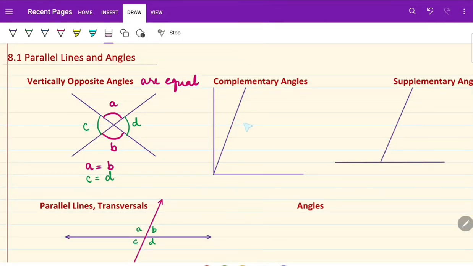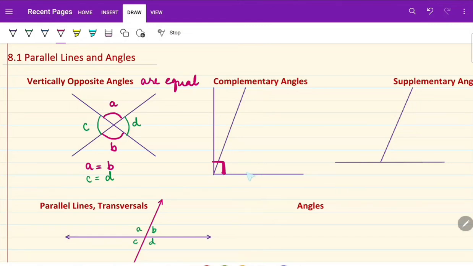Now, the next kind of angles are called complementary angles, and they are angles that add up to a 90-degree angle. So in this figure, we have an angle over here. This angle here is bisected by another line into two angles. All right, so let me draw the angles here. So we have this complete angle here, which is a 90-degree angle.